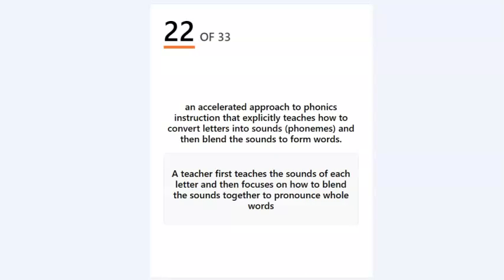Synthetic phonics approach. An accelerated approach to phonics instruction that explicitly teaches how to convert letters into sounds, phonemes, and then blend the sounds to form words. A teacher first teaches the sound of each letter and then focuses on how to blend the sounds together to pronounce whole words.